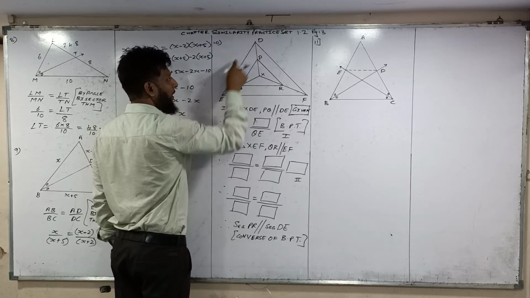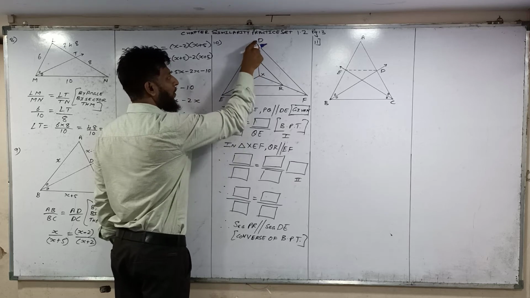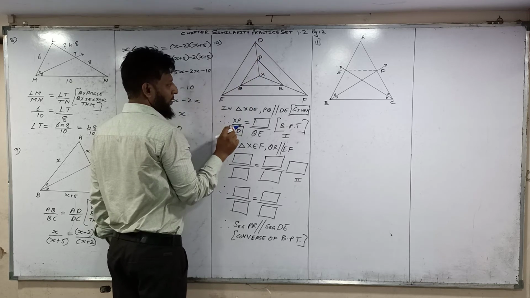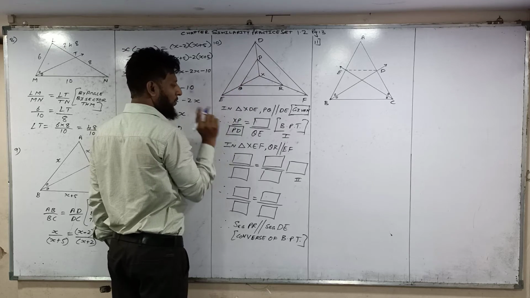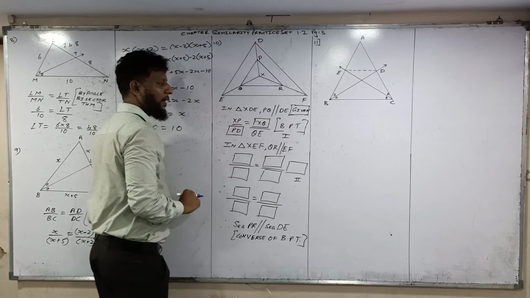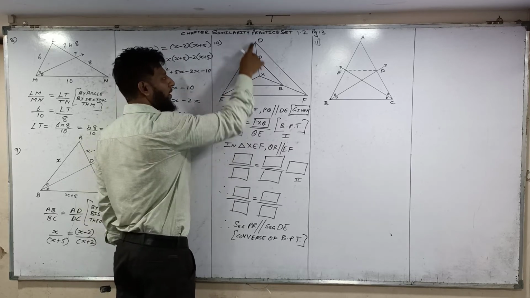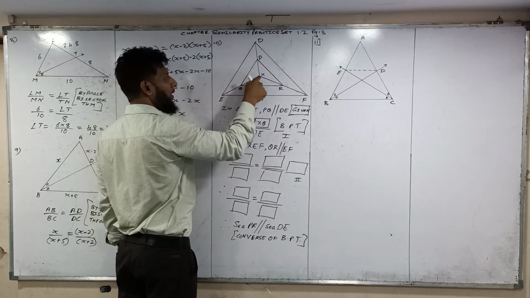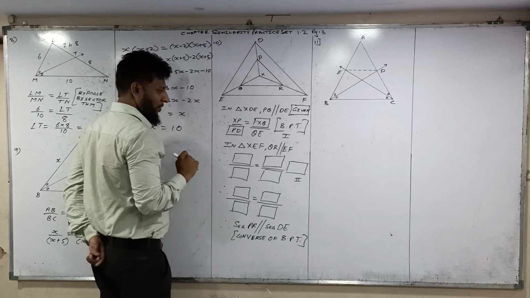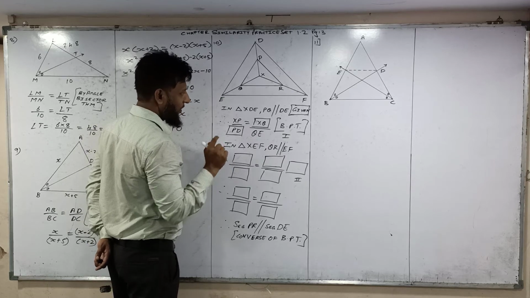Observe this triangle XDE. If PQ is parallel to DE, then XP upon PD is equal to XQ upon QE by the basic proportionality theorem. Okay, I am just doing the fill in the blanks.